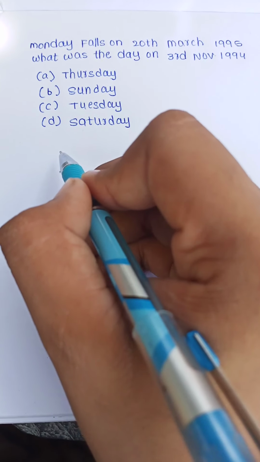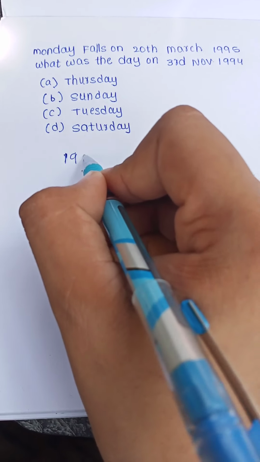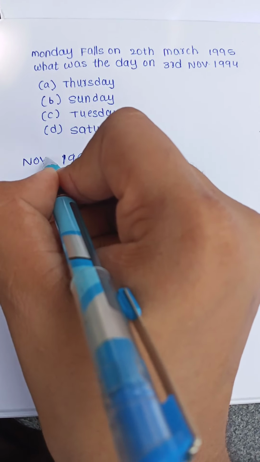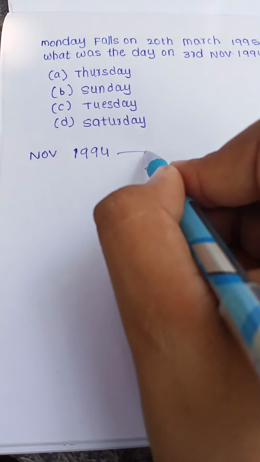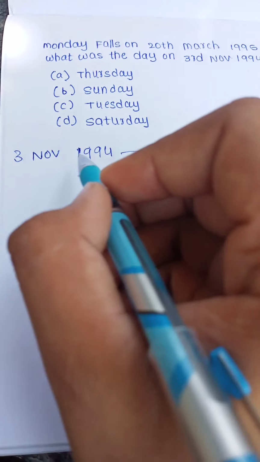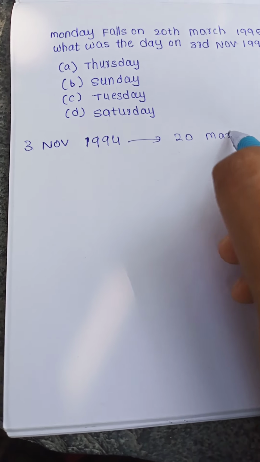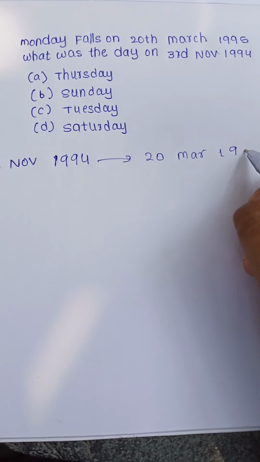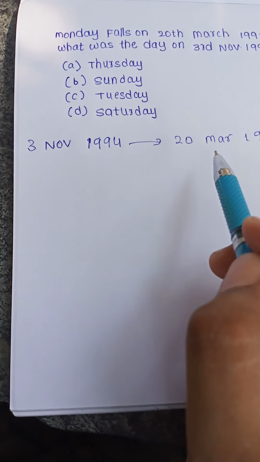So first, they have given 1995 and they are asked to find 1994. Which month? November. They have given the date as 3 November 1994 to 20 March 1995. So we have to count from November to March.